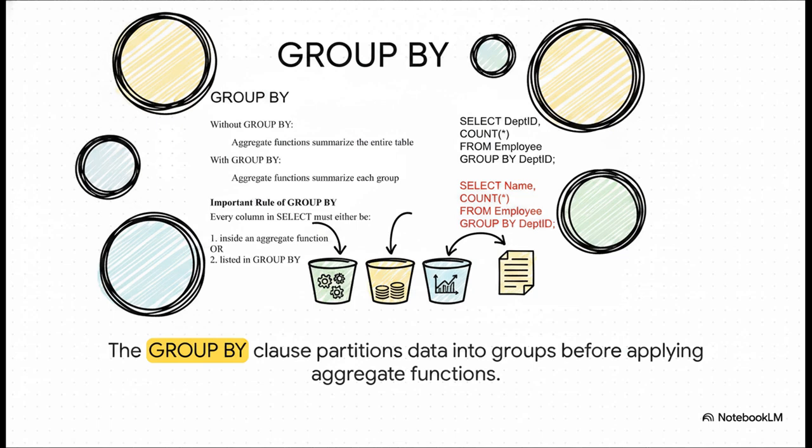This is such a brilliant concept. When you add GROUP BY department ID, you're telling the database, okay, first, sort all of the rows into separate buckets, one for each department. Then, and only then, I want you to run the aggregate function like AVG(salary) on each one of those individual buckets. This is the magic that takes you from one big company-wide number to a powerful department-by-department summary report.